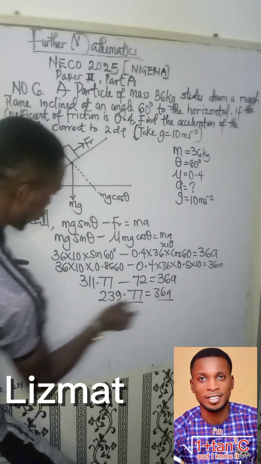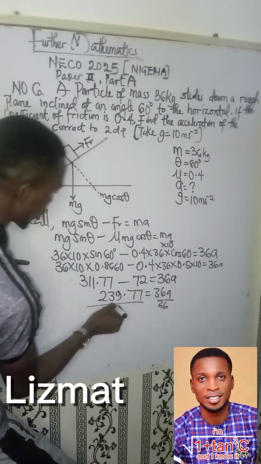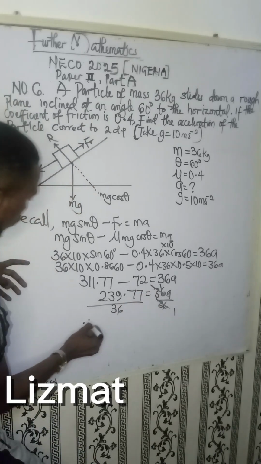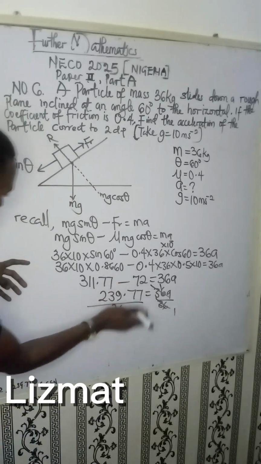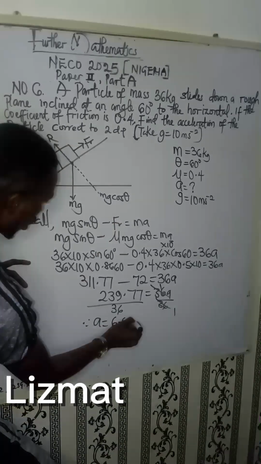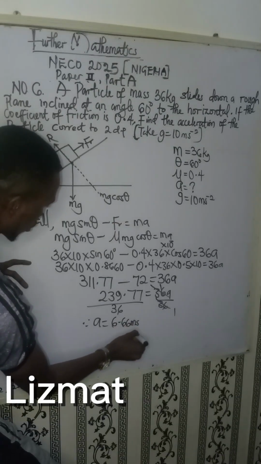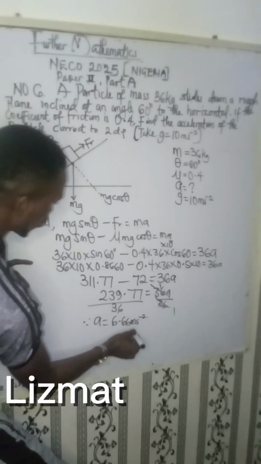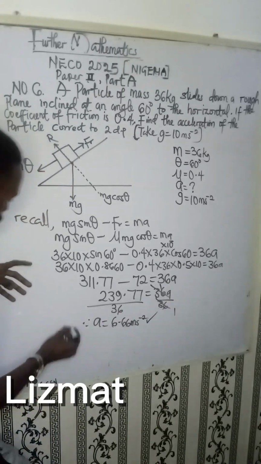Of course, I'm going to divide both sides by 36. So 36 will cancel 36. Therefore, a is equal to, if you divide this by this using your calculator, 6.66 meters per second squared. So this is the acceleration.